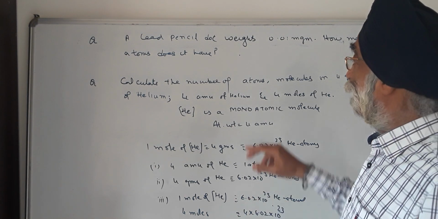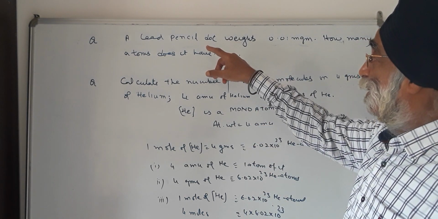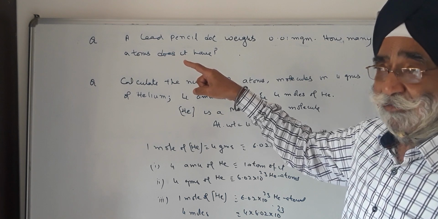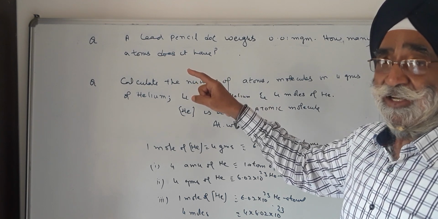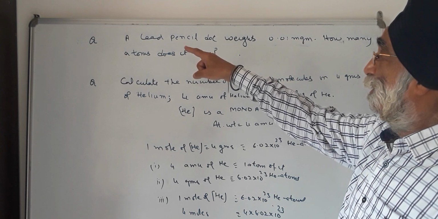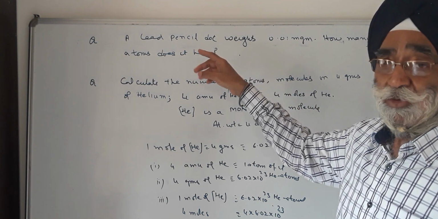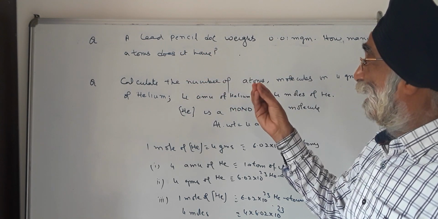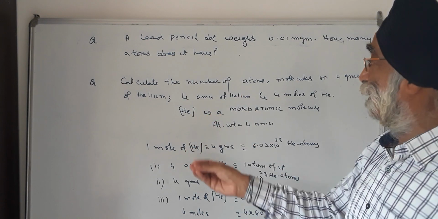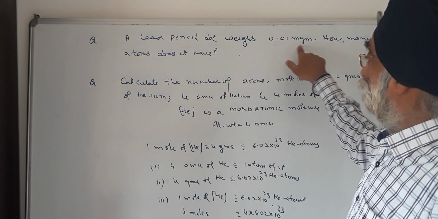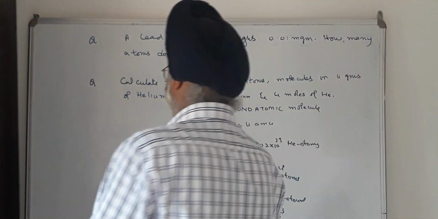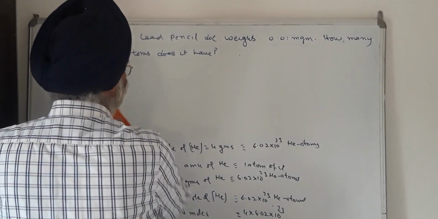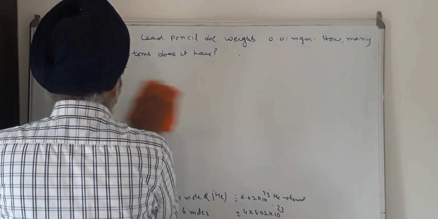So what is the element that is involved in this question? Lead pencil. It is not lead element. It is graphite, which is a crystalline form of carbon. So this is misleading. A lead pencil, just to divert your attention, a lead pencil which has the element graphite, that is carbon, a dot of it weighs 0.01 milligram. Now we shall attempt this question systematically.